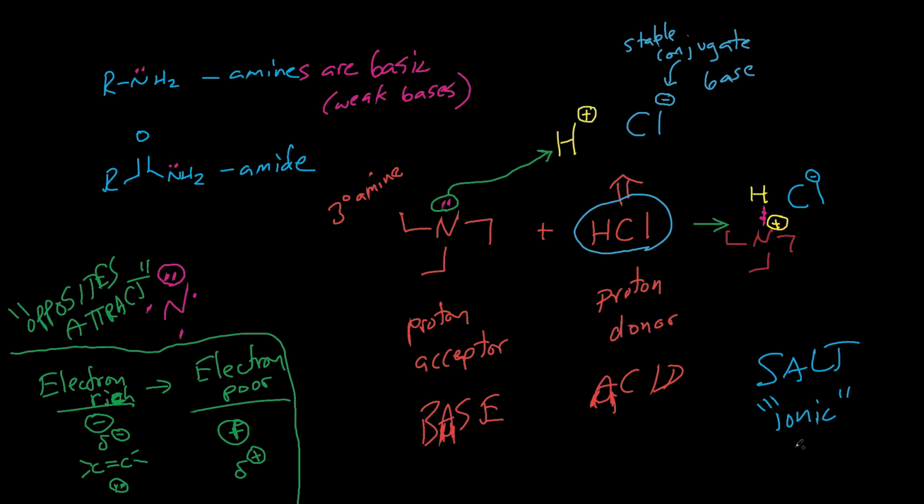So salts are ionic, and that's really what makes salts have very high melting points at room temperature, because again, that strong electrostatic attraction. So whenever you have a base plus an acid, you're going to get a salt. And this is a typical reaction of an amine with a strong acid. Now, it's worth mentioning that this particular amine is called triethylamine.